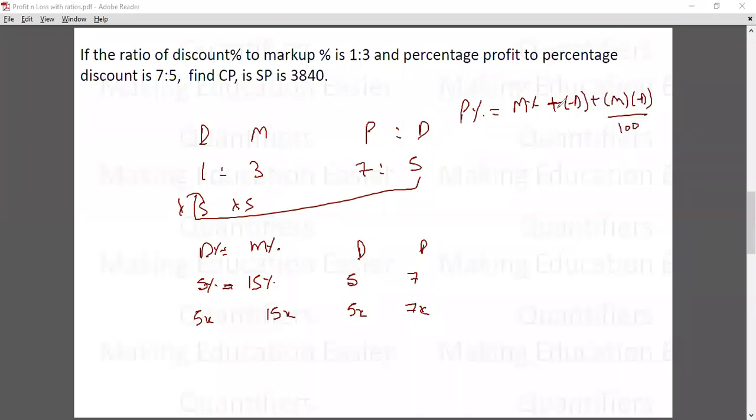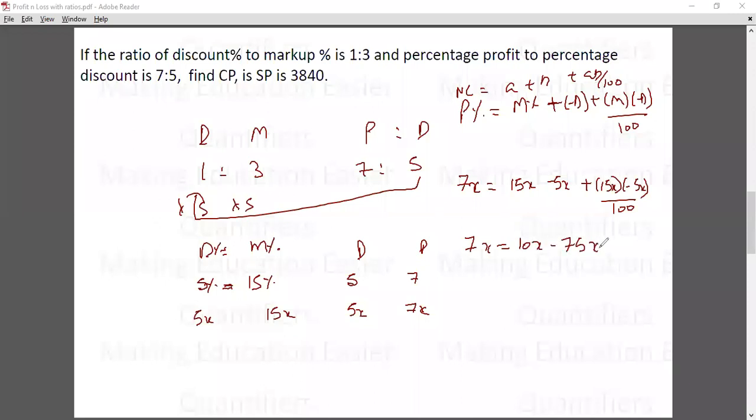जो हमारा फॉर्मूला था net change A plus B plus AB by 100. I am using this formula जो हमने relationship set किया था. Now what is profit percentage? The profit percentage is 7x. What is markup percentage? Markup percentage is 15x. Discount was 5x. So 7x is equal to 15x minus 5x plus 15x into minus 5x by 100. So 7x is equal to 10x minus 75x square by 100, or I can say minus 3x is equal to minus 75x square by 100.